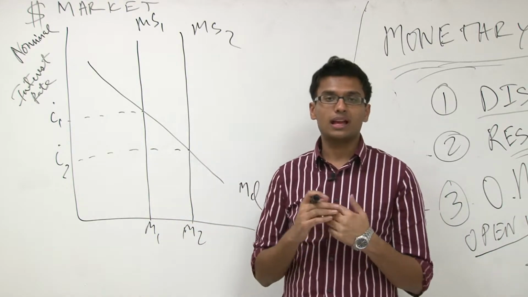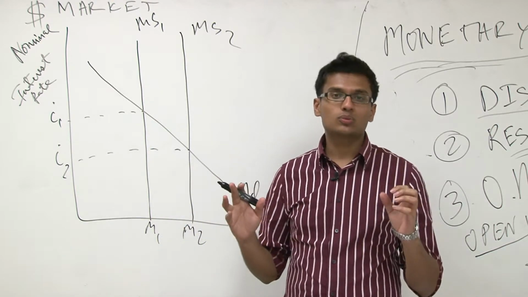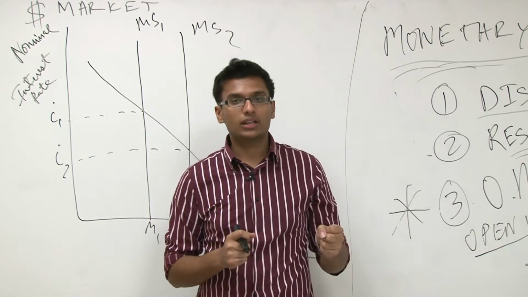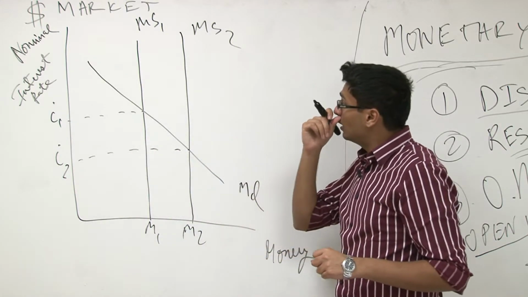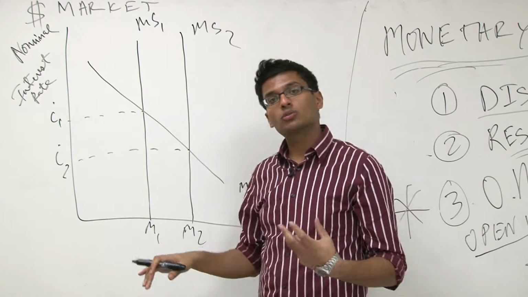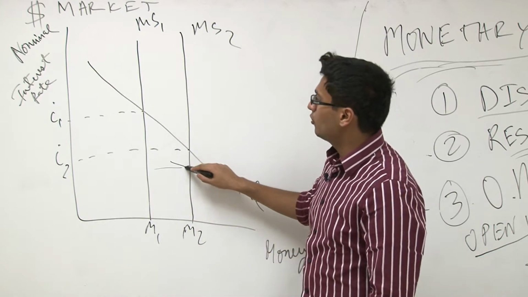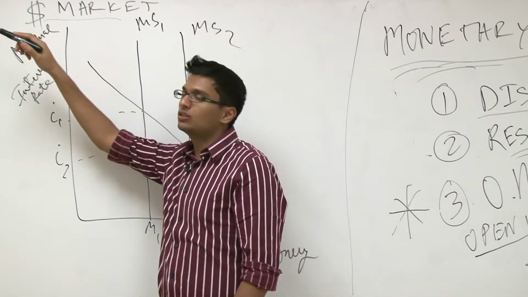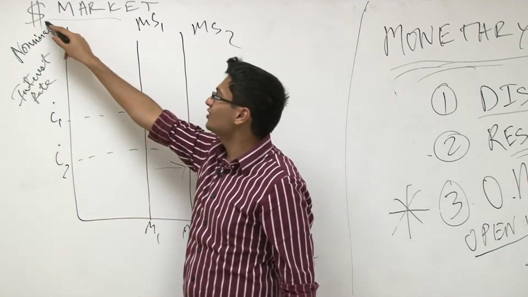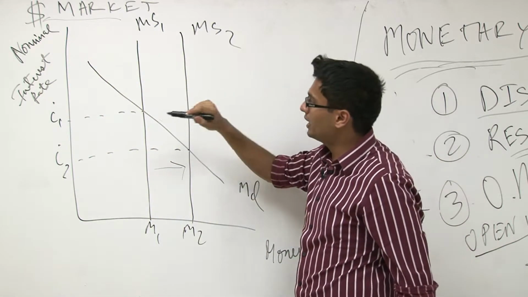The homework question from the last class was: show me what happens in the money market, which is right behind me, when I move my money supply either to the right or to the left. It's pretty simple and straightforward, but I think it's still important. Your money market, I was too lazy to write the word money, so I just wrote a dollar sign, so don't be fazed by that.